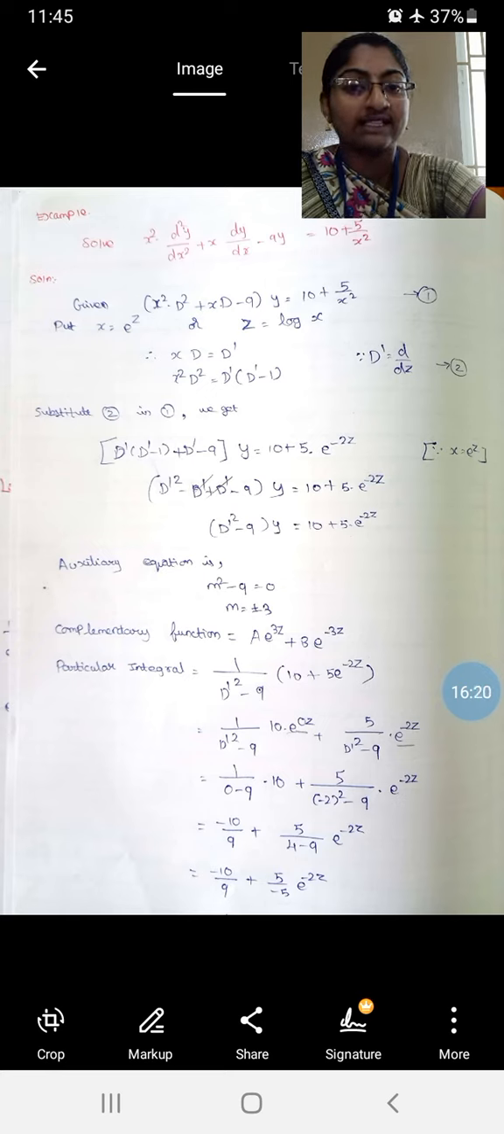we know that the value of x is e^z. Here there is x², so it will become e^(2z). I am bringing the denominator into the numerator, so it will become the reciprocal. So it becomes e^(-2z).